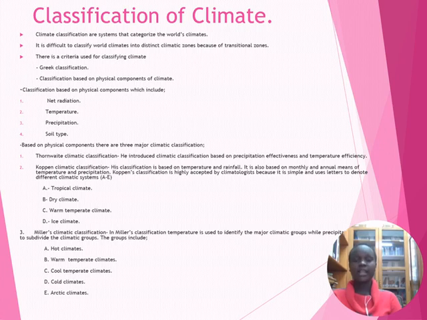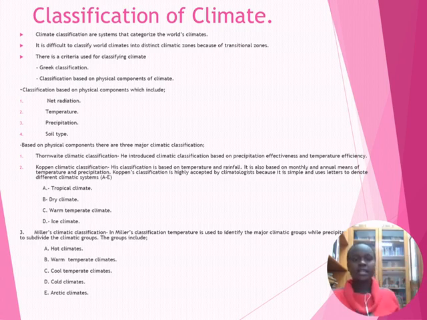Köppen's classification is highly accepted by climatologists. The reason why it's highly accepted is because it's simple, and it uses letters to put the climate into different groups. In his classification, he classified the temperature from letter A to E.